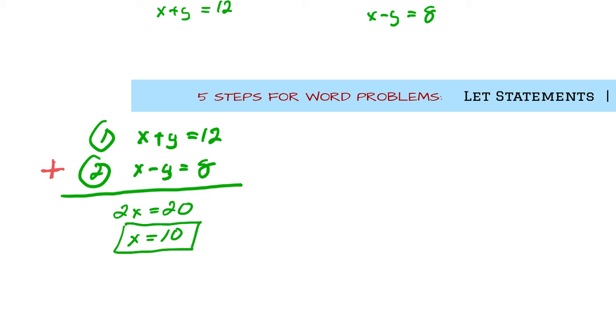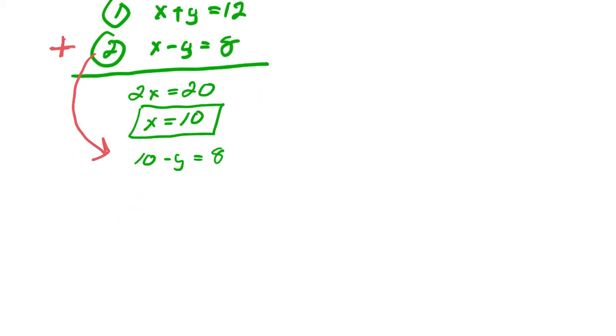Doesn't matter which one I use. I'll use equation number 2 to find y. So 10 minus y equals 8. Negative y equals 8 minus 10. Negative y equals negative 2. And when you get to this point with a negative variable, you realize you can't solve for a negative variable. You can multiply both sides by negative 1, divide both sides by negative 1, or simply, as I do in my head, switch every sign and you get y equals 2.